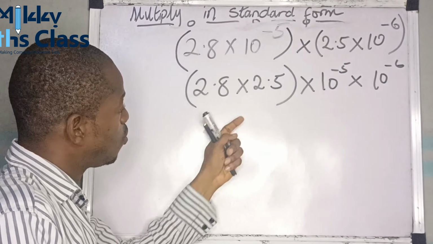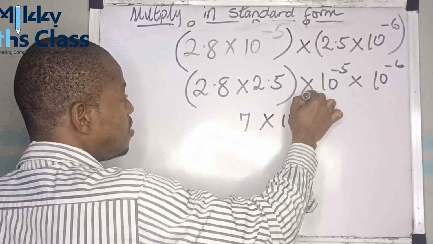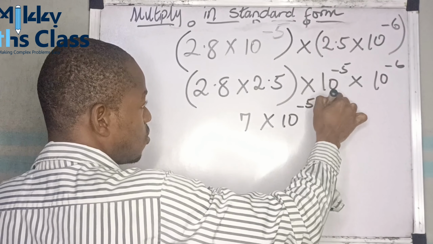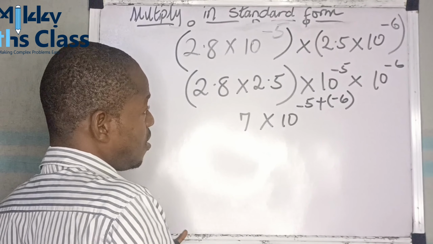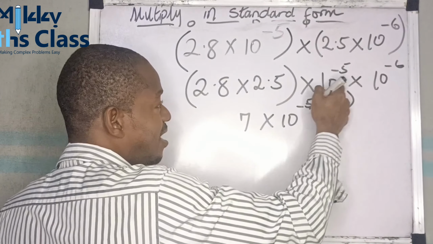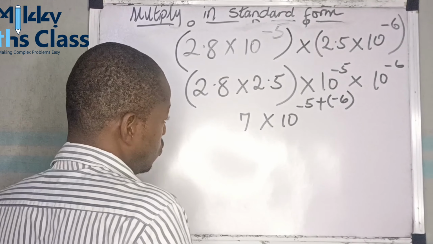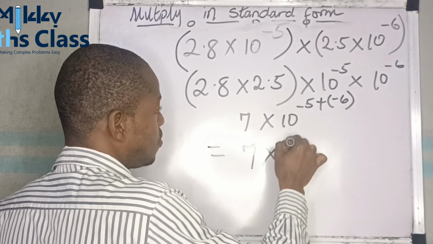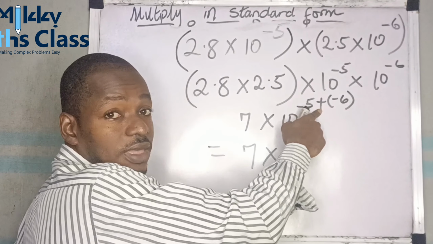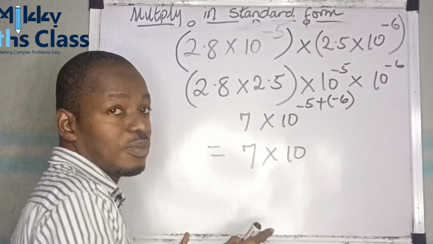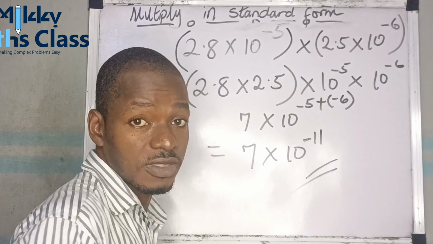So 2.8 times 2.5 will give us 7. 7 times 10 to the power of -5 plus -6. We add the powers when we are multiplying, just like in indices. When you are multiplying two numbers that have the same base, you add their powers. The powers are -5 and -6. So our final answer will be 7 times 10 to the power of -5 plus -6. The plus and minus give a minus, so it will be -5 minus 6. That will give us -11. So this is the final answer.